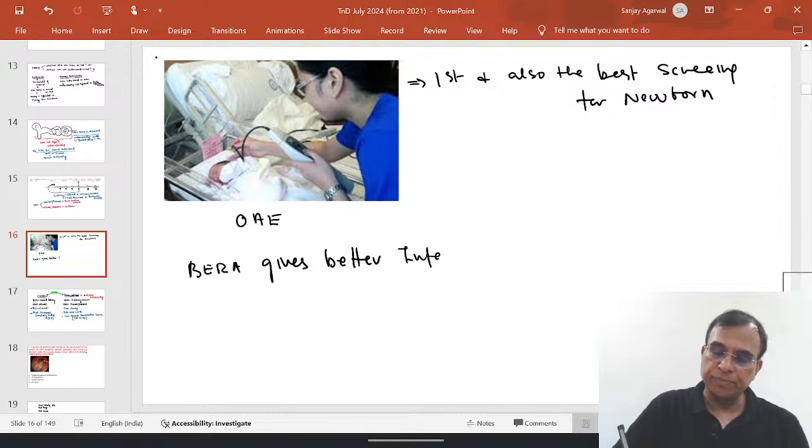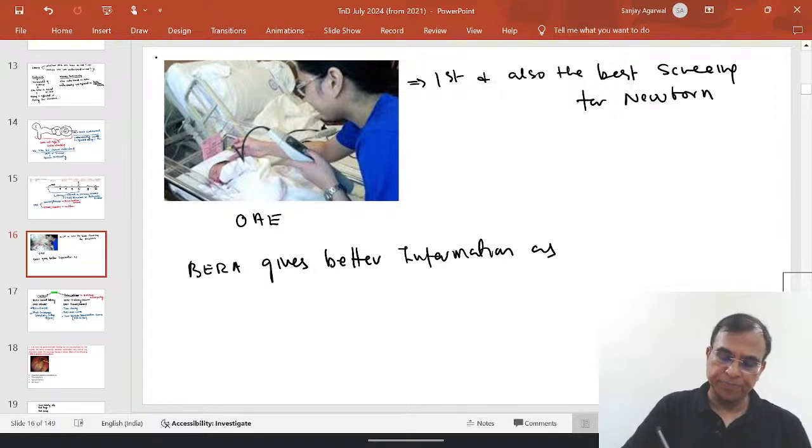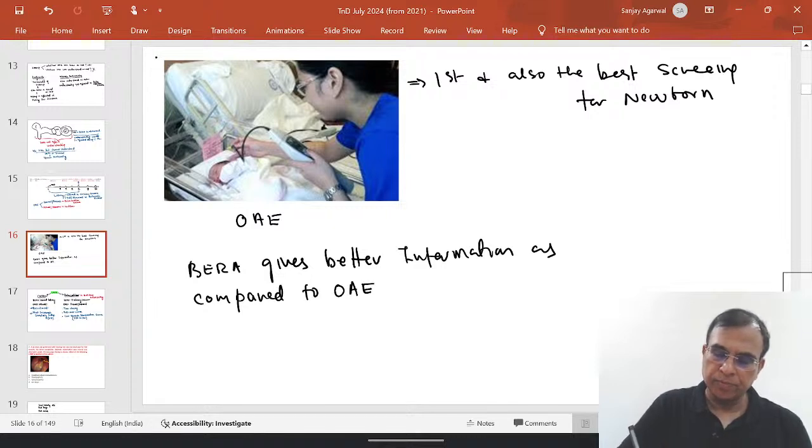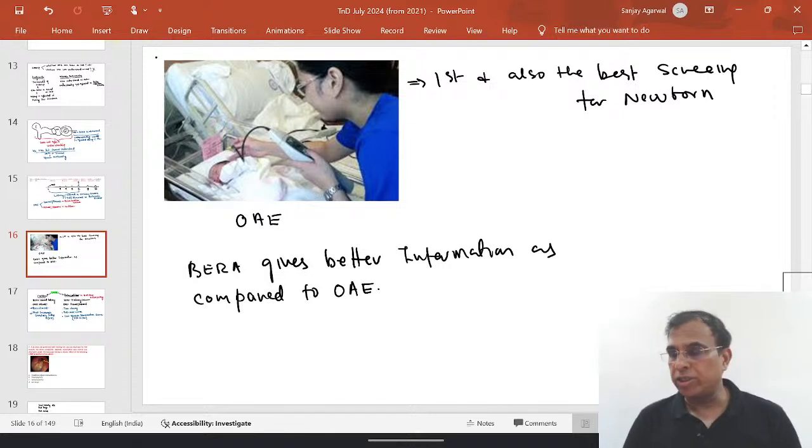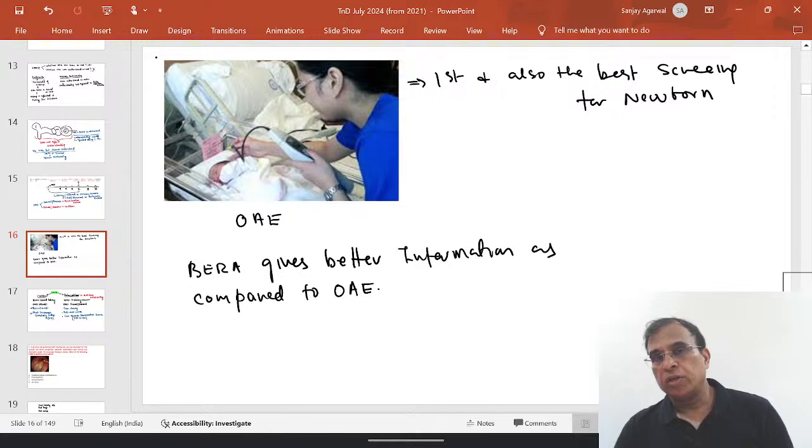information as compared to OAE. So, there is no doubt that BERA gives you better information, but still in a newborn child we usually don't need all the information. That's why OAE is still the best, because based on OAE, we may or may not do BERA.